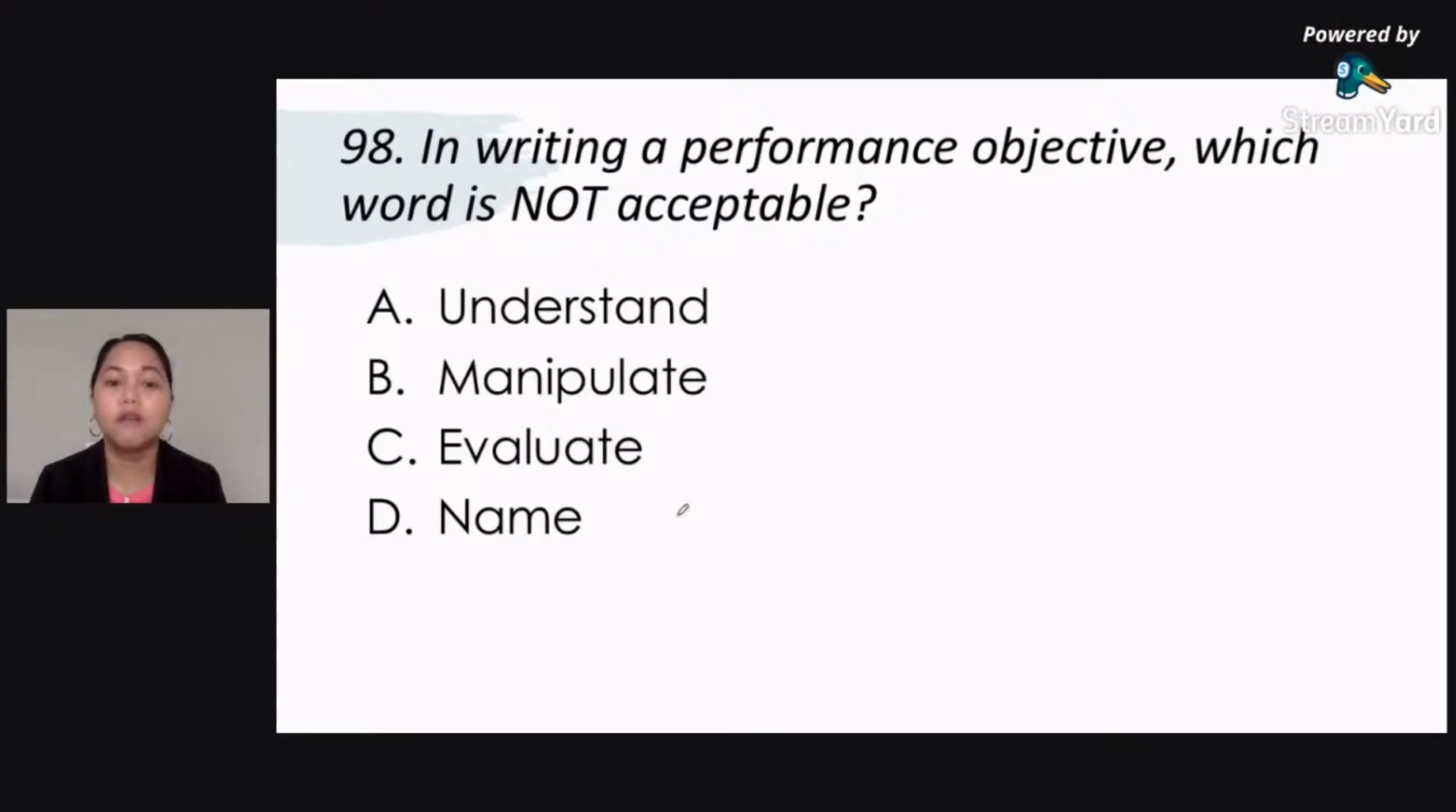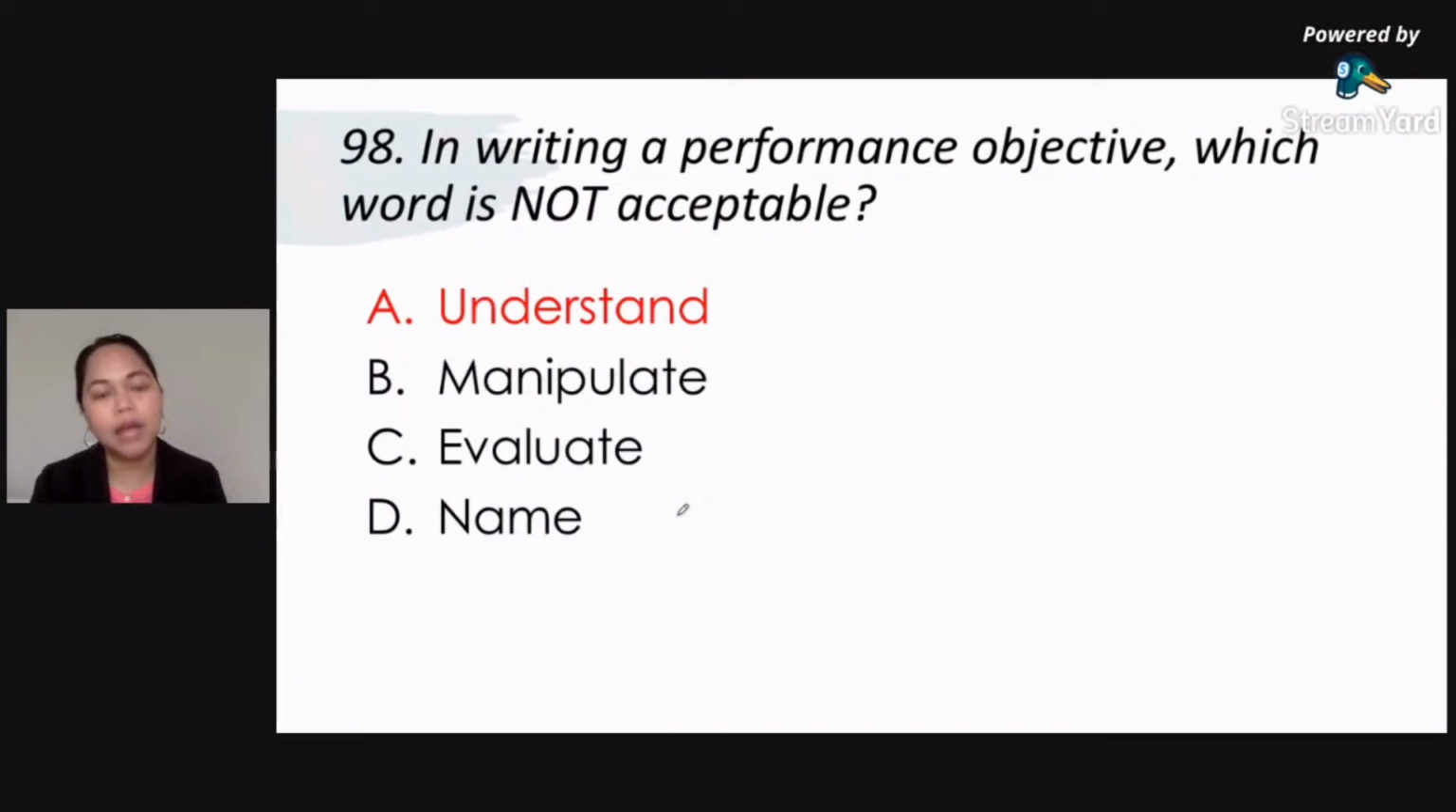Okay, so which verb is not used in making your objective? Okay, is it understand, manipulate, evaluate, or name? Okay, many of you are answering B and D. The correct answer here is letter A, understand. Hindi po siya ginagamit whenever we make our lesson objectives.